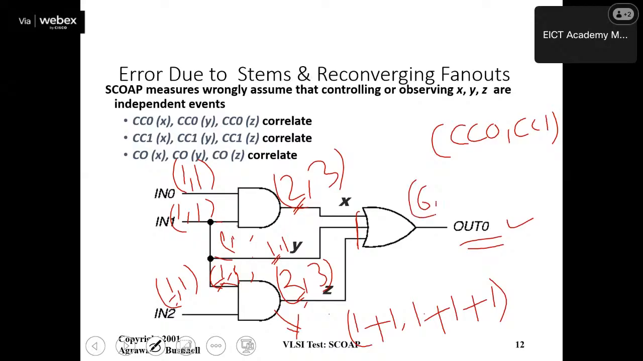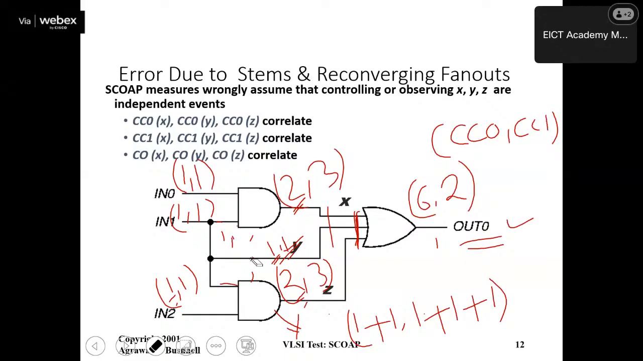And then we have to take the minimum CC1. Any one of the input is expected to be 1. That is, we will be taking the easiest possible. Easiest possible means minimum value. So minimum of all these three values is CC1 of this. That is 1. 1 plus 1, that becomes 2. So these are the CC0 and CC1 values of all these gates.